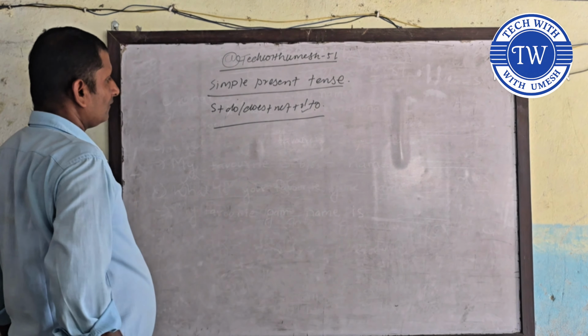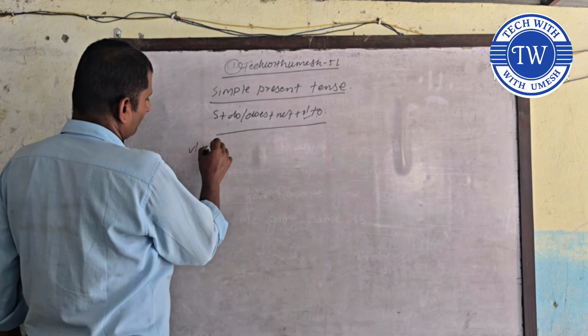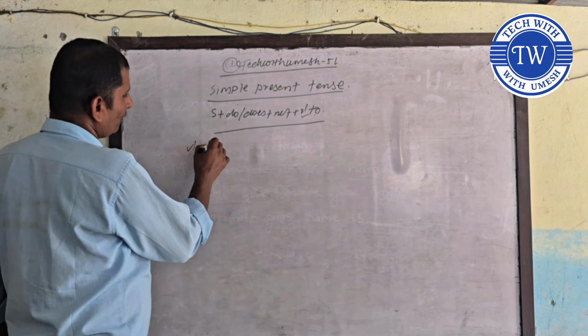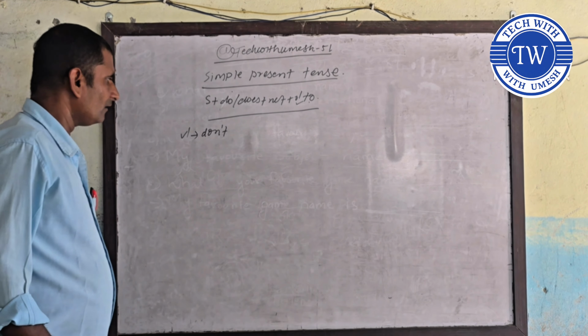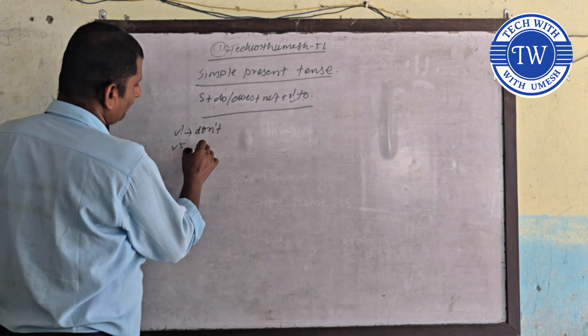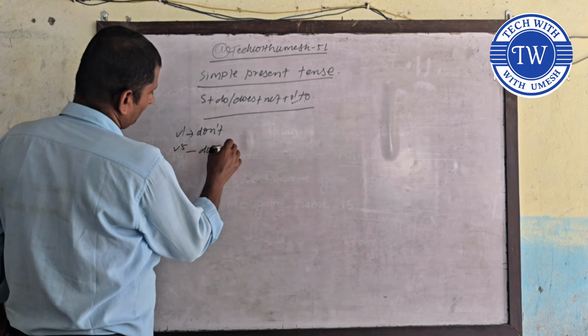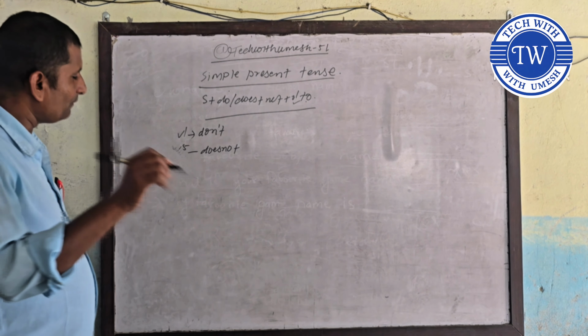And while there is V1, we should use don't. While there is V5, we should use does not. And after that, the main verb changes into V1.